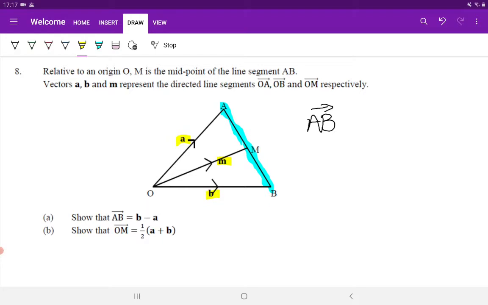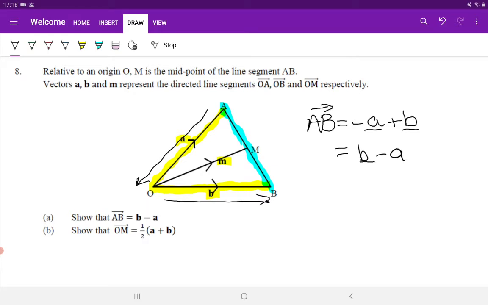So another way of going from A to B is to go A to O, which is backwards along A, so that is minus A, because remember if you go backwards along a vector it becomes a negative, and then to go from O to B, which is vector B, and we're going along it in the right direction, so we're adding it on. So the journey from A to B, we can go backwards down A, which is minus A, and then we can go along B as normal, which is vector B. So we've got minus A plus B, or another way of writing that would be B minus A, and that's what our answer is in part A.